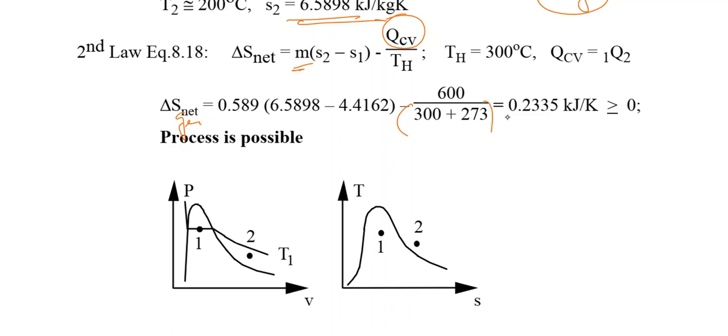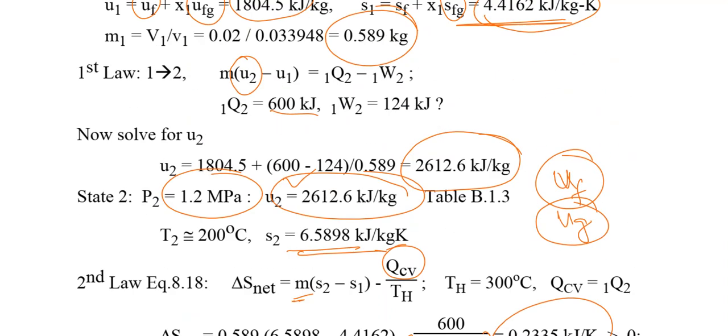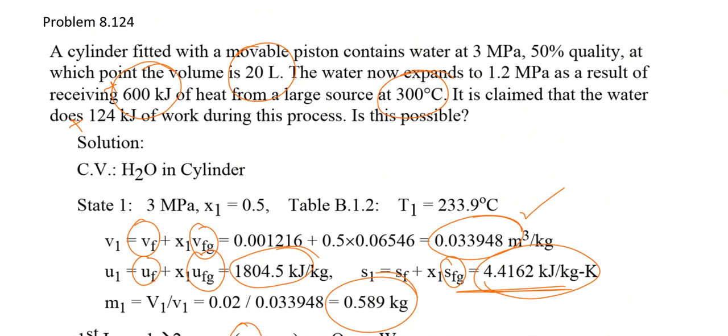So my net entropy, or the entropy generation, is 0.2335 kilojoule per kg. That means it is greater than zero, so the process which was required is possible. So it is possible to expand the water from 3 megapascal and 50% quality to a pressure of 1.2 megapascal while generating work done of 120 kilojoule and receiving heat of 600 kilojoule.